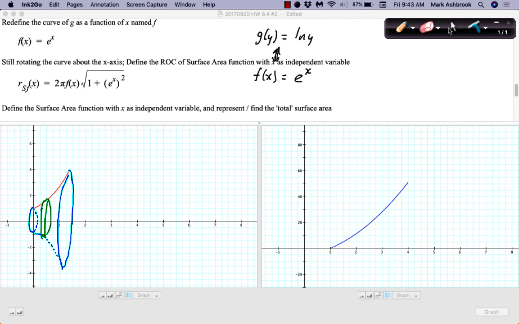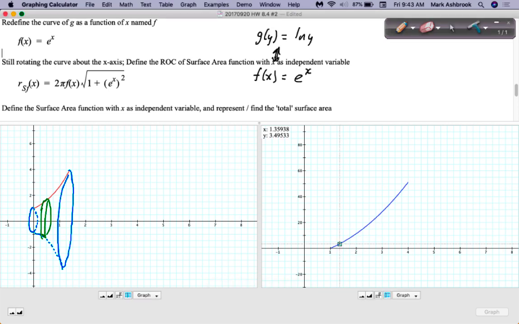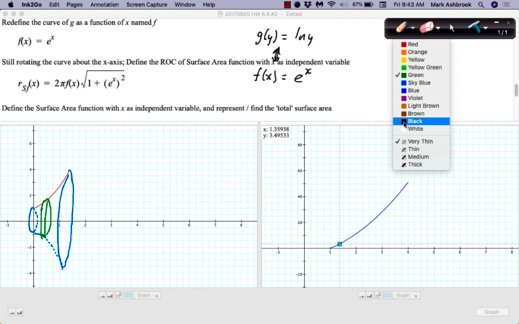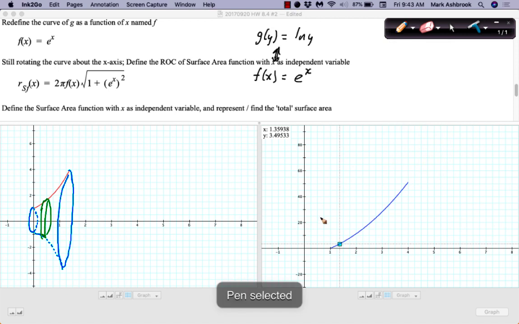So I'm going to pick a point here on this graph, and the point is 1.36, comma, basically 3.50.